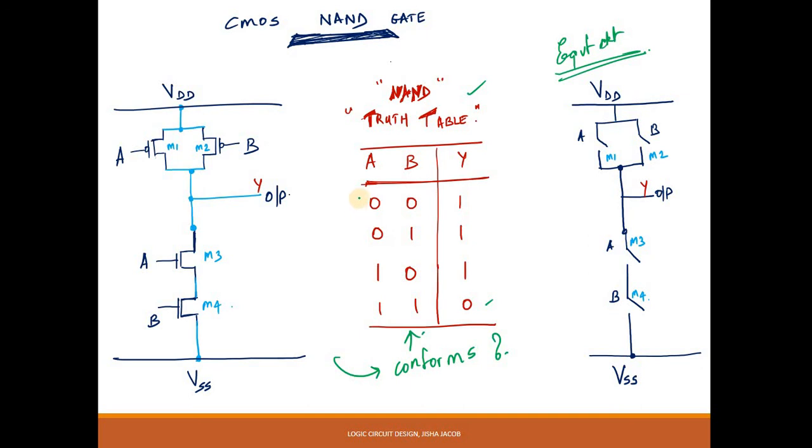You see, in these three cases we got an output of logic 1 in our verified circuit. And in the final case, when the input is 1, 1, I got an output of 0. Does it conform? Yes. Therefore, our circuit works as a NAND gate. Correct?